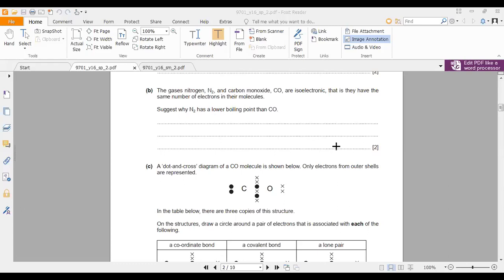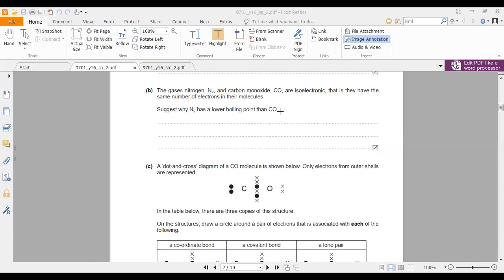So you need to see what sort of intermolecular force of attraction is present. Your concept should be 100% clear. What sort of intermolecular force is present in nitrogen and what sort of intermolecular force is present in carbon monoxide. In carbon monoxide we have permanent dipole interaction. On the other hand, in nitrogen we have only van der Waals force of attraction. And you know that there are 3 types of intermolecular force.